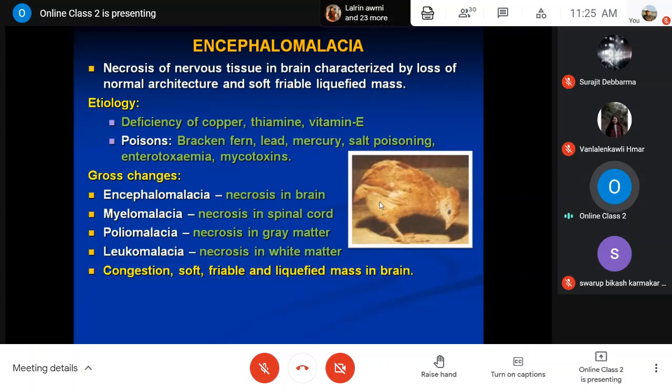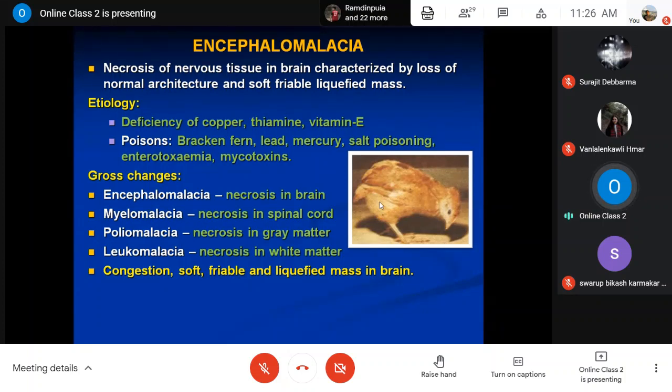Normally, whenever necrosis occurs in brain tissue, it is of the liquefactive type because of the CSF and the watery nature of the brain. So you will have this very particular type of liquefactive necrosis. It is mainly caused by deficiency of copper, thiamine, vitamin E, or by poisons like bracken fern toxicity, lead, mercury, salt poisoning, enterotoxemia, as well as mycotoxins, as in the case of aspergillosis.